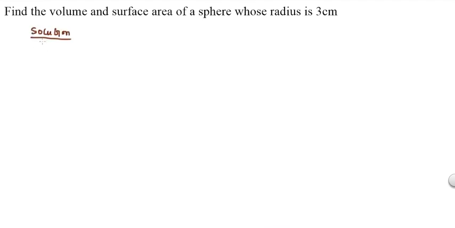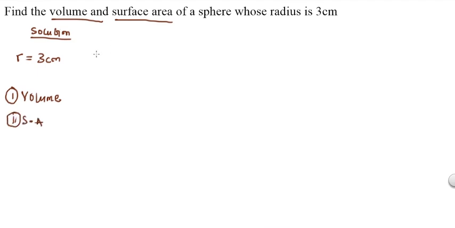What will happen next is that I'll pick out the important values I'm given in my question. Now my question tells me to find, first of all, the volume, and then second of all, the surface area of a sphere whose radius is 3 centimeters. So a given value of our sphere is r is equal to 3 centimeters. And then I'm told to find my volume and surface area.